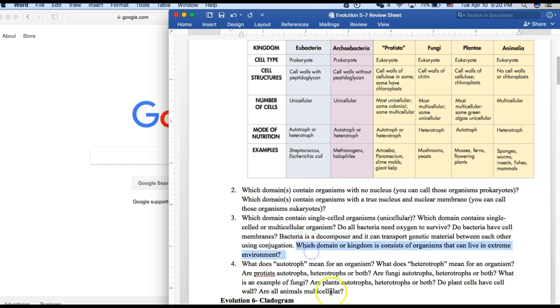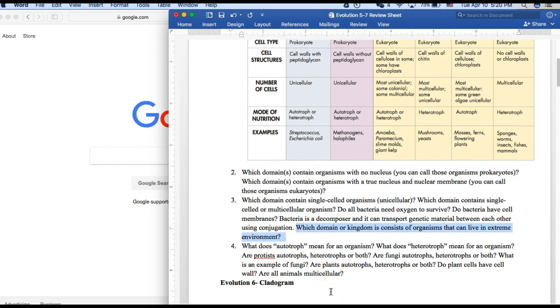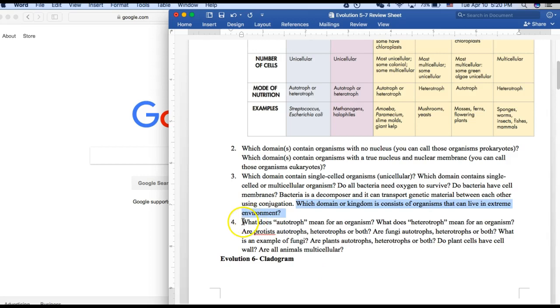Which domain lives in an extreme environment? That will be archaea. Next one, what does autotroph mean for an organism? We've talked about it a billion times. Autotrophs can make their own food. Heterotrophs have to eat other food in order to provide energy for itself.